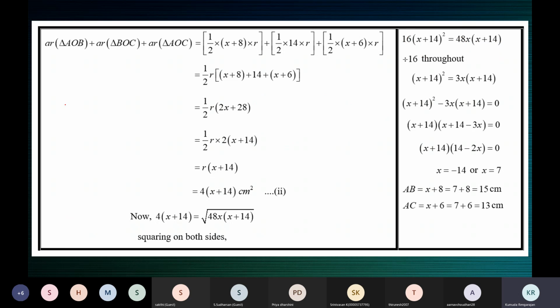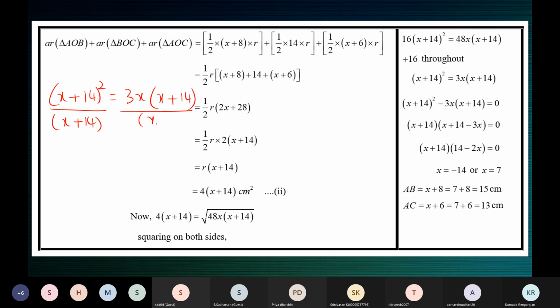Children, am I clear? We divided by 16 throughout, no? Now our doubt is why not divide by x plus 14 on both the sides, since it is there on both sides. So we divide by x plus 14 on both the sides. What happens? This gets cancelled. Here, x plus 14 is equal to 3x.